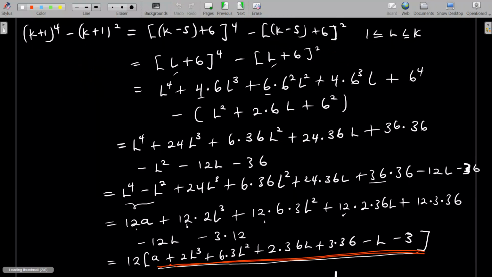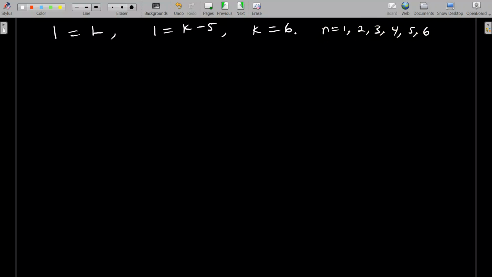To do that, you solve this. We know that the smallest value n starts from is 1. So you solve this equation for L, and then you find your K. Now L is K minus 5, so you get K equals 6. So you're supposed to show all the base cases from n equals 1, 2, 3, 4, all the way to 6. And then we can say the claim is true for K greater than or equal to 6. This is based on the kind of L we use.